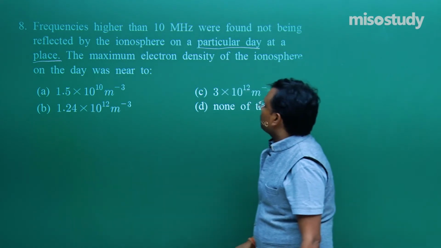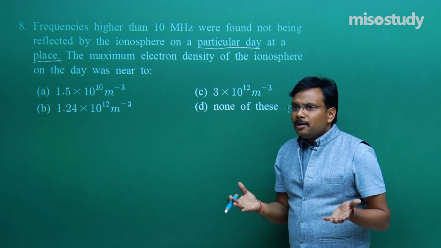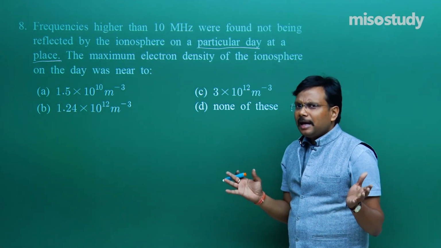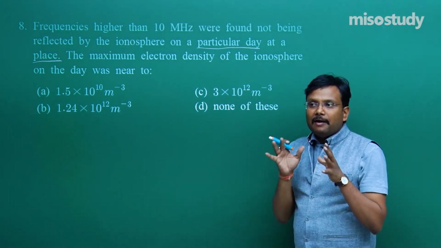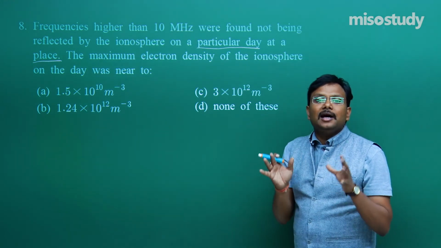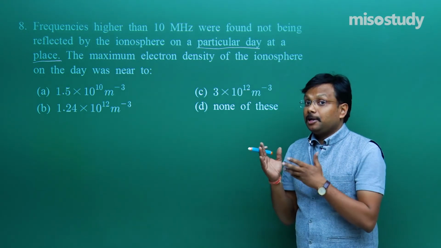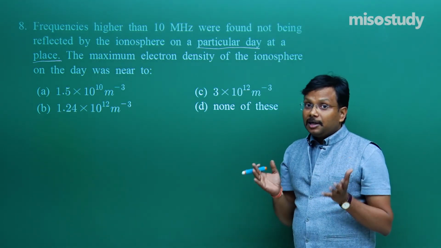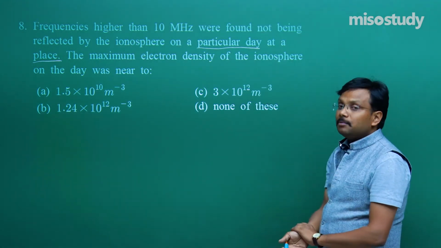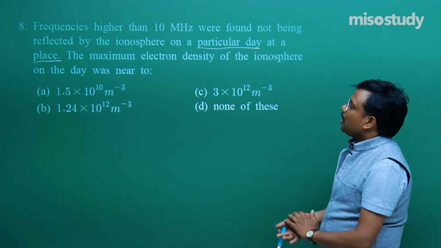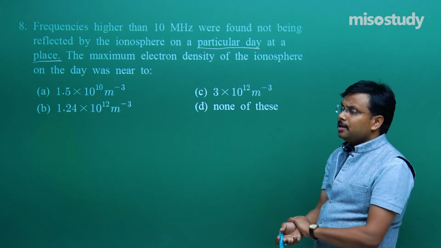What is the meaning of these two terms? Particular day means, let's say, on that particular day the density or humidity or sunlight or something like that, and place means various places on the earth's surface. In the Antarctic, the ozone layer formation is something different. At the equator, something different. At a place where a lot of pollution is there, something different. So all these parameters are important. The maximum electron density of the ionosphere on that day was near how much?